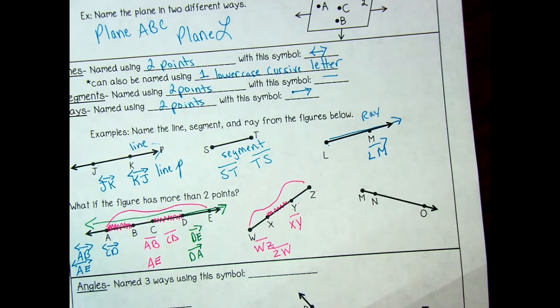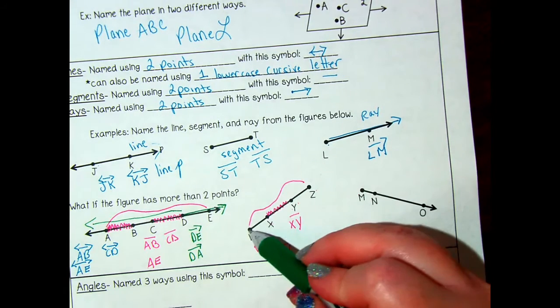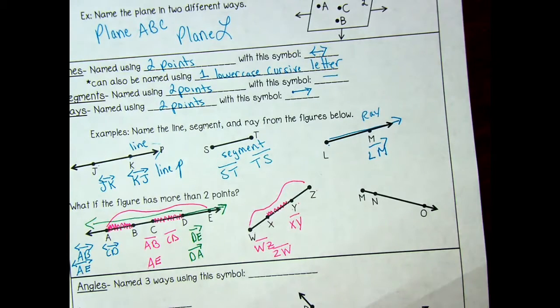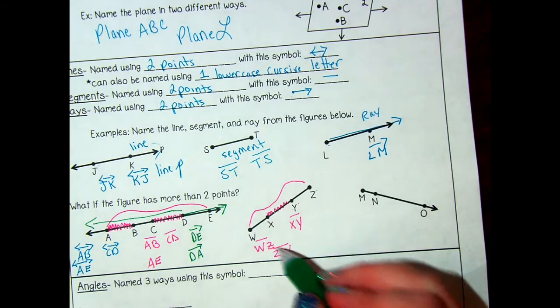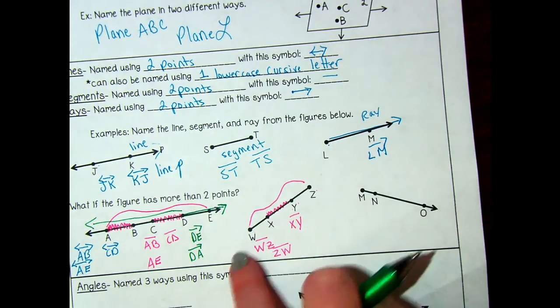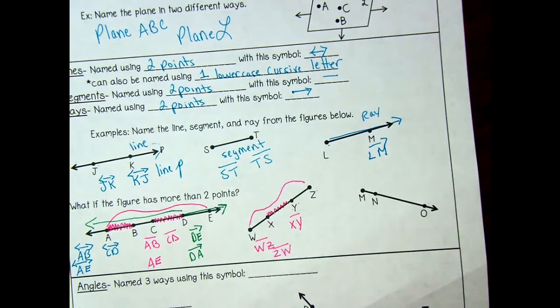Also, I can't have a line, but I also can't have a ray, because since there's no arrow going in any direction, it won't continue going. So there are no lines and there are no rays in this example, only segments.